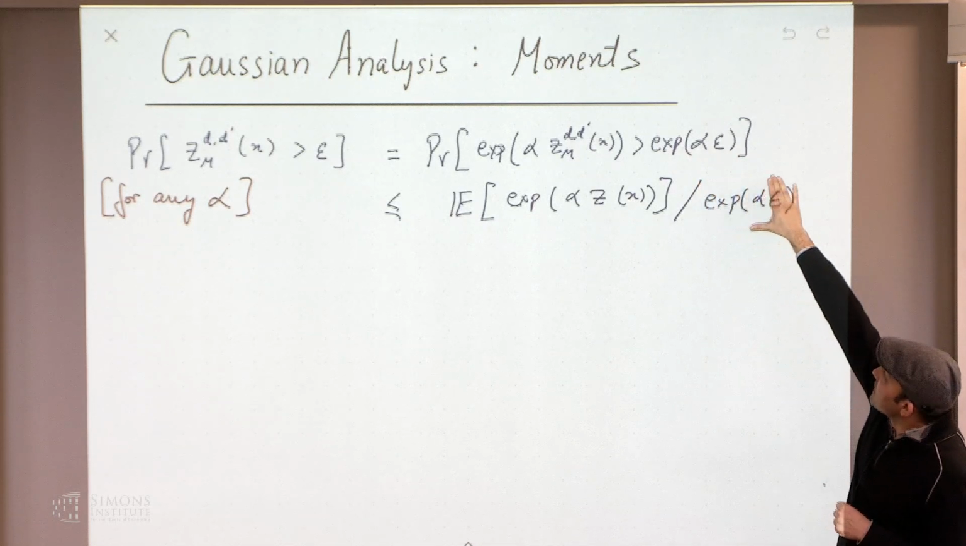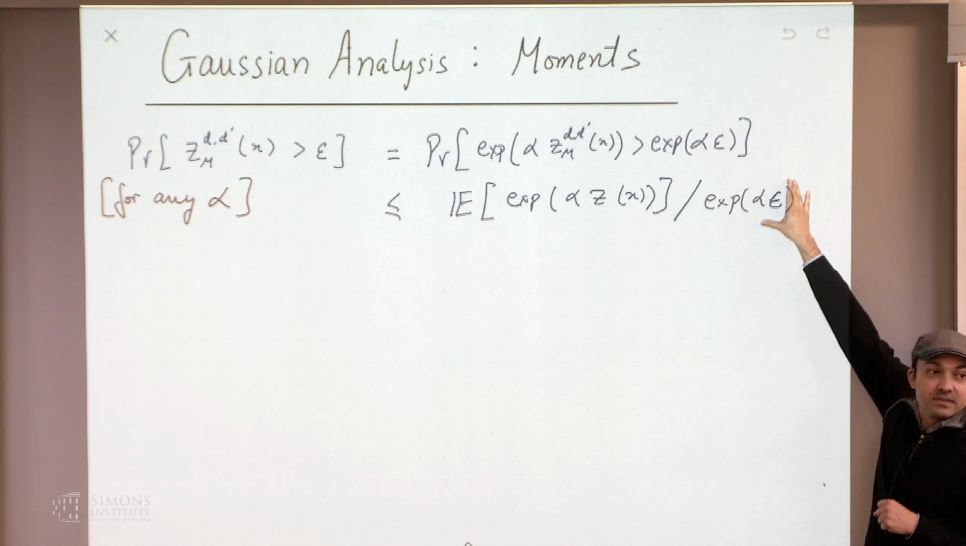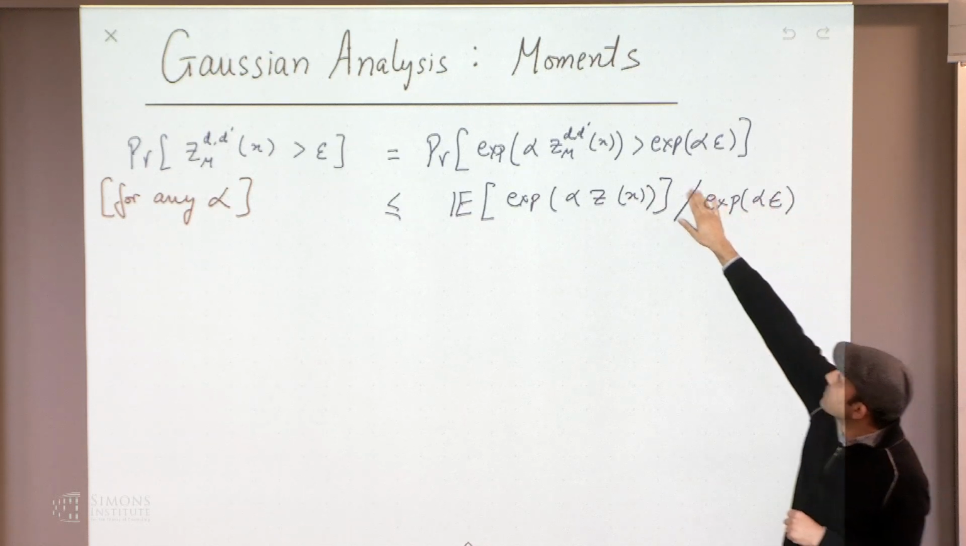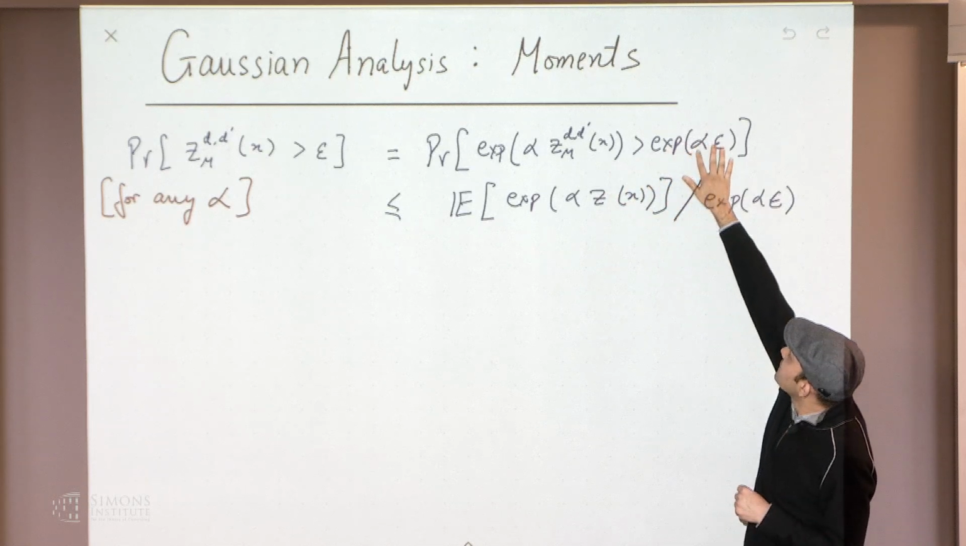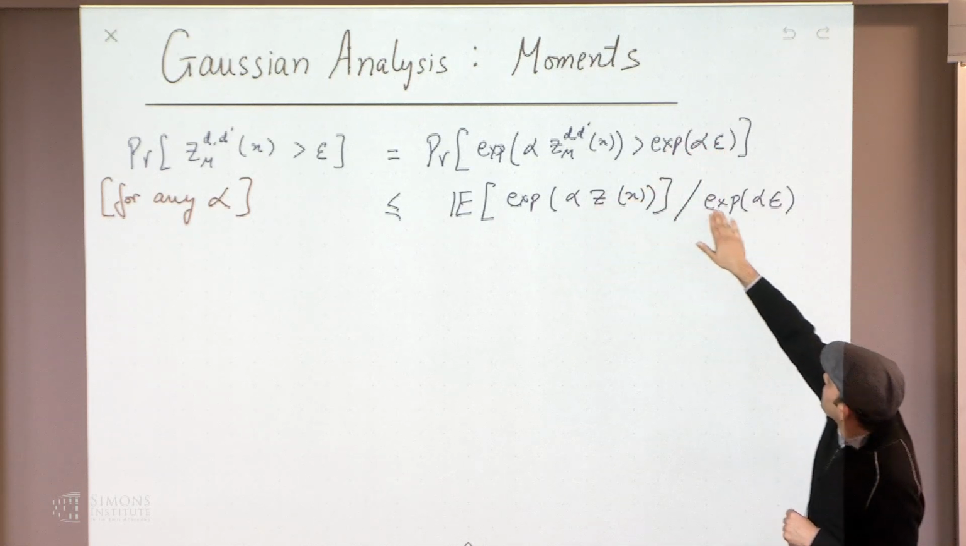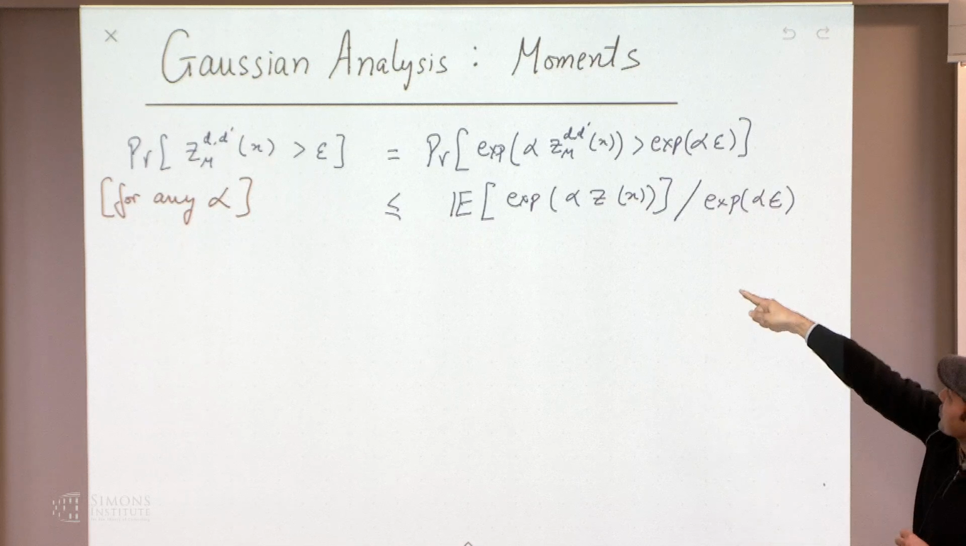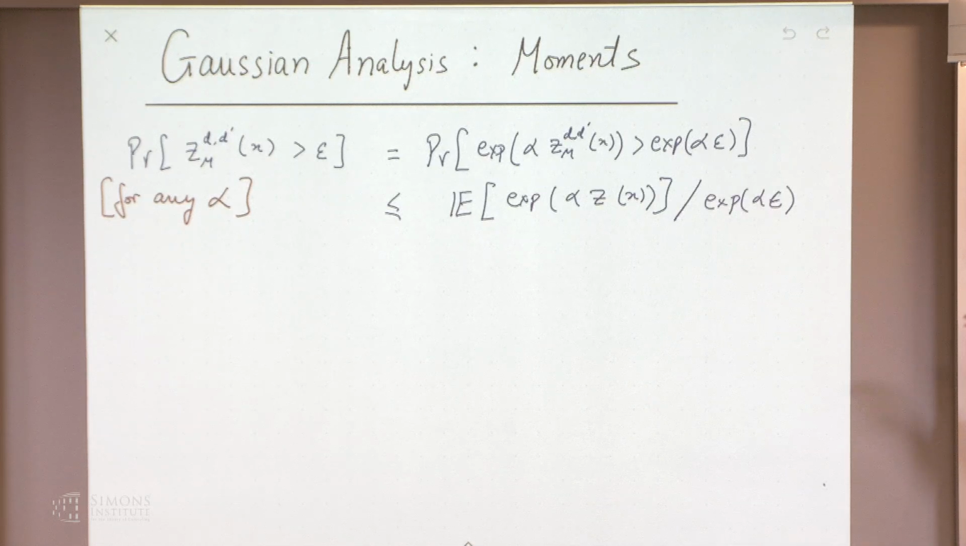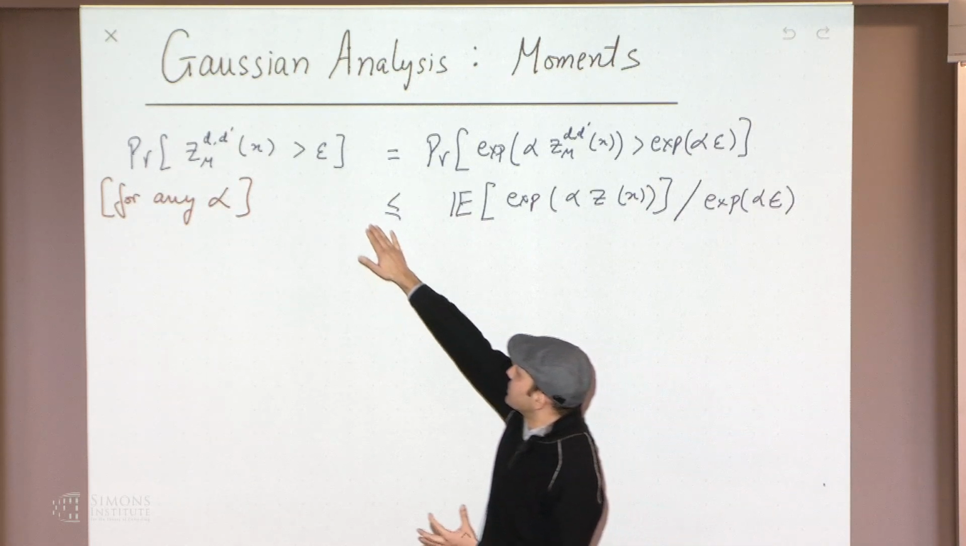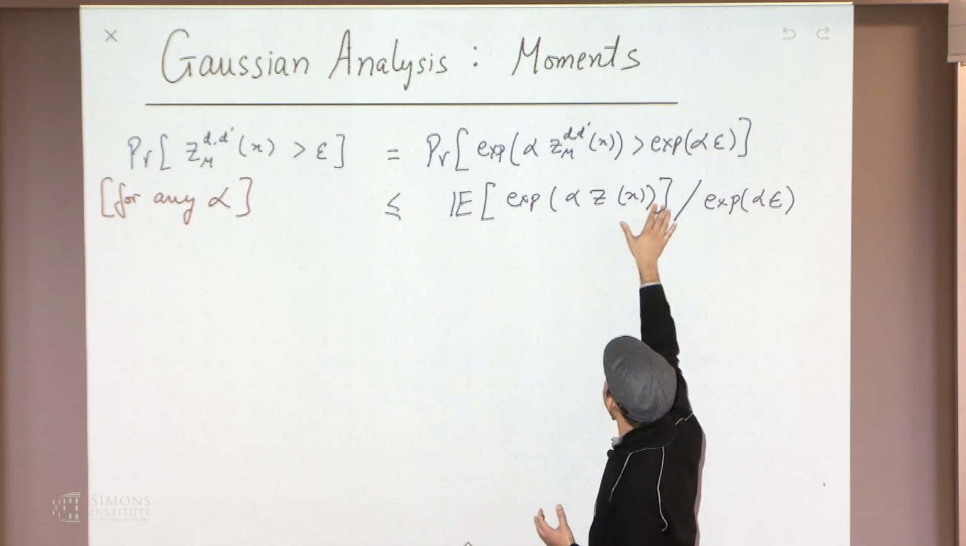And now I apply Markov's inequality. The probability that a positive random variable exceeds some quantity is at most its expectation divided by that quantity. And I've introduced this alpha. We'll fix that later as needed. This is true for any alpha. So now we know that if you want to bound this quantity, it's enough to bound this expectation.